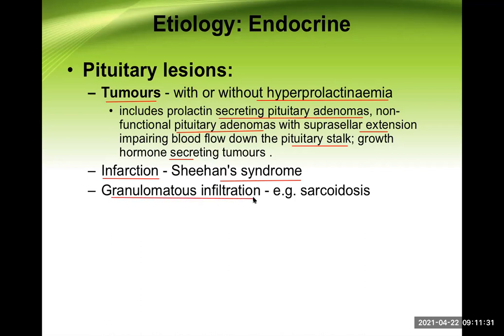Granulomatous infiltration in the pituitary can also damage it and result in amenorrhea. One of the examples is neurosarcoidosis. Why is the term neuro there? Because it is involving the central nervous system. And the pituitary gland, though it is not a part of the central nervous system, is present inside the cranial cavity in the sella turcica. That's why we use the term here.